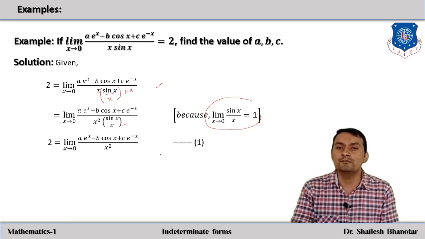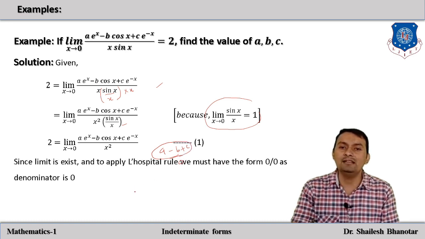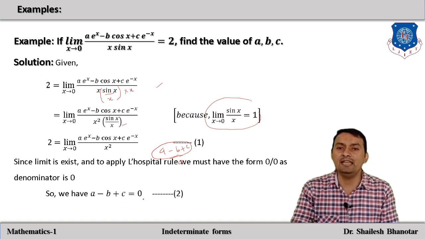But if we put x equal to 0, what do we get? a - b + c divided by 0. That means the limit is like this and still we get the 0 by 0 form. If we are going to apply L'Hopital's rule, the numerator must be 0. So we consider the numerator equal to 0, and we get the first equation: a - b + c = 0.